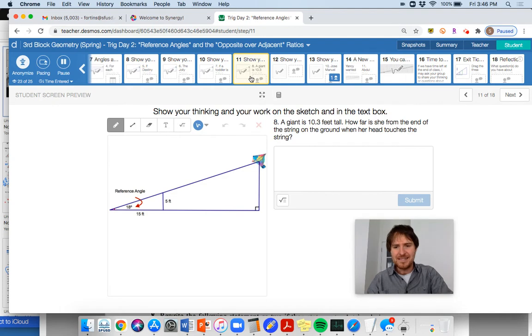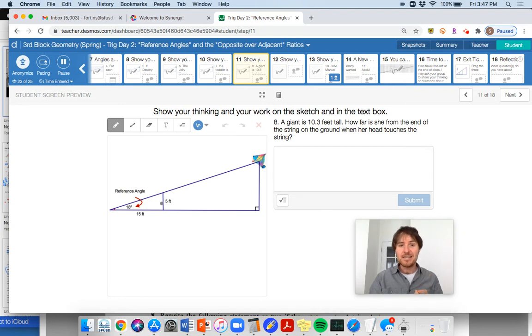So I'm picking up on slide 11 of today's assignment, day 2. Reference angles, right? If we're going to talk about an opposite over adjacent ratio, we have to know what angle is being talked about. So here's our reference angle. Any angle within a right triangle has its own opposite over adjacent ratio. It's unique to that particular angle. That's pretty cool. Here we have an 18-degree reference angle, and its opposite over adjacent ratio is 5 to 15. If we simplify that, it's 1 to 3.